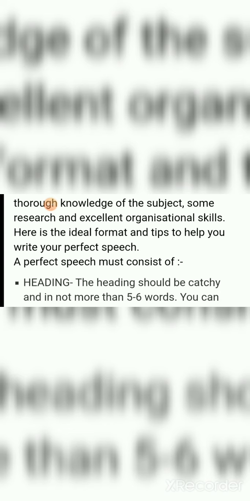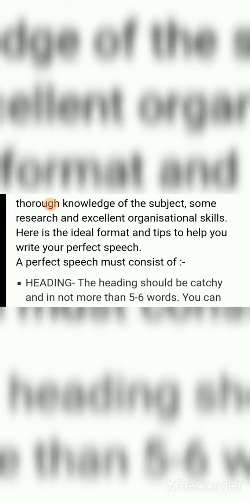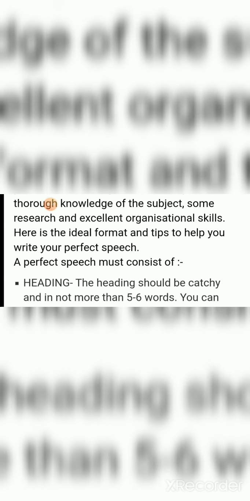Now you will be thinking how we get it, as we are overburdened with mathematics and science, but this all goes with the flow, step by step. A very important step is your reading skills. That's why such questions have been kept in your writing skills, to boost you up, to incline you towards reading, which you people are not doing. So, some research and excellent organizational skills. Research is a must for you people.